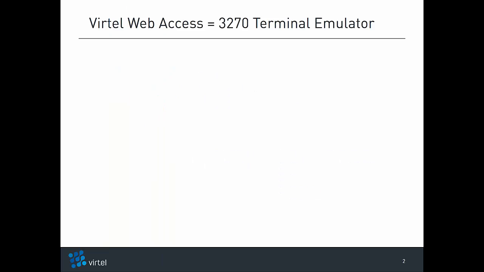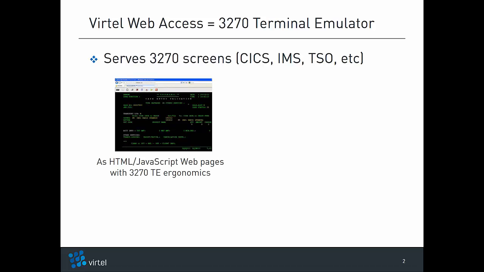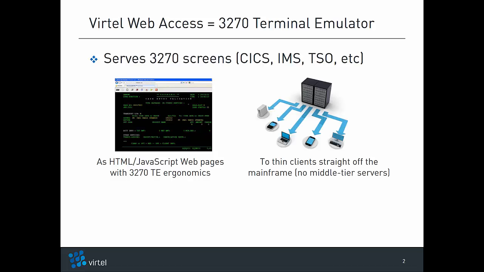Virtel Web Access is Virtel's base configuration. It functions as a thin client, browser-based TN3270 emulator. It serves 3270 screens as standard HTML JavaScript pages with 3270 emulation ergonomics to thin client devices straight off the mainframe without middle-tier servers. It doesn't get any simpler or more centralized than that.